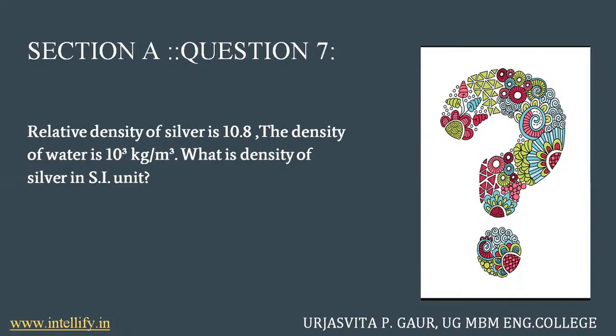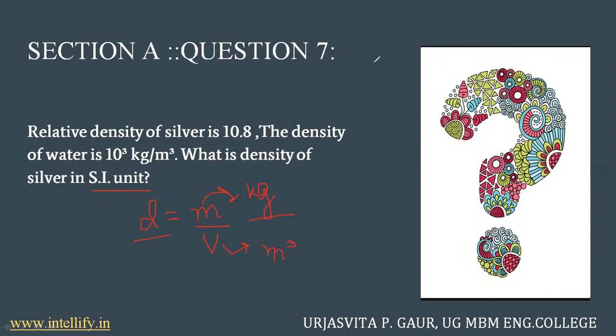Now let's move on to the next question, which says the relative density of silver is 10.8. The density of water is 10 to the power 3 kg per meter cube. What is the density of silver in SI units? Before we find that out, we first need to understand the basic formula of density, which is nothing but mass divided by volume. Also, keep in mind the units used here are in the SI unit system, that is your meter. The mass is going to be in kg, and the volume is going to be in meters cube. And that's how your density comes out to be kilogram per meter cube, right?